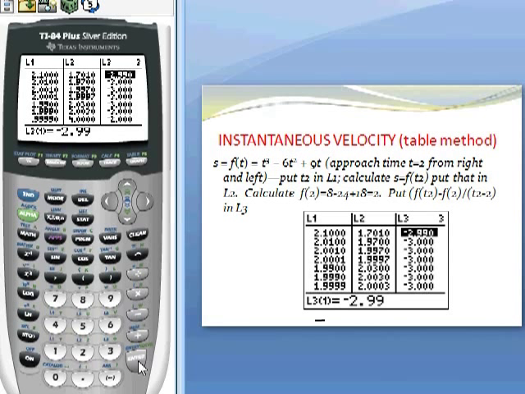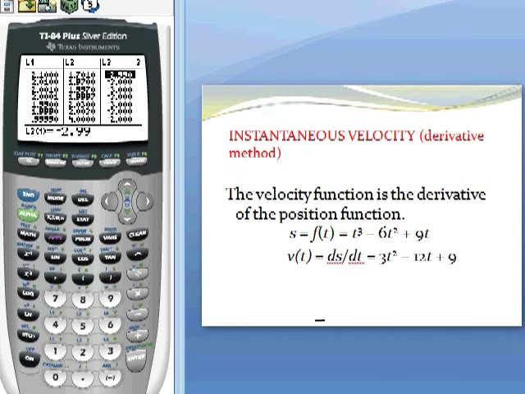Yeah, it looks like it. So it looks like I'm approaching -3. So the -3 is my instantaneous velocity at 2. Very good. That was the answer to the first question.